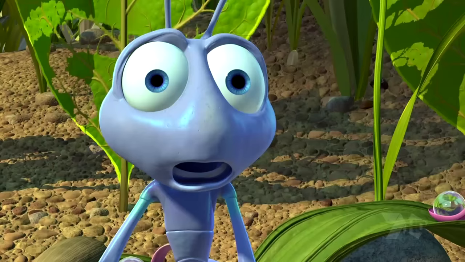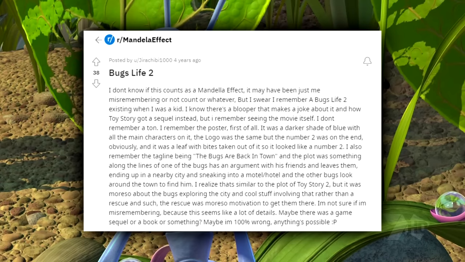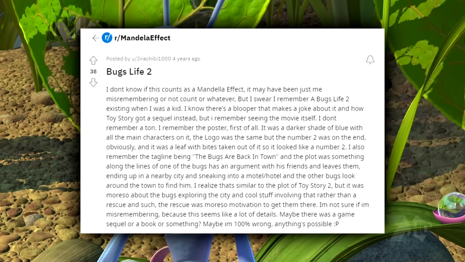A post on Reddit describes the alleged film. Quote, I swear I remember A Bug's Life 2 existing when I was a kid. I know there's a blooper that makes a joke about it and how Toy Story got a sequel instead, but I remember seeing the movie itself. I don't remember a ton.